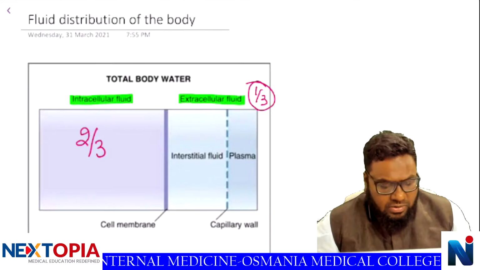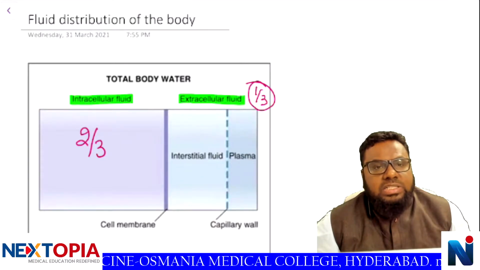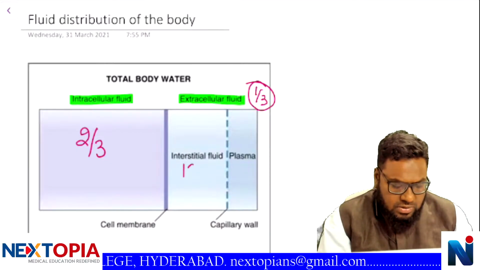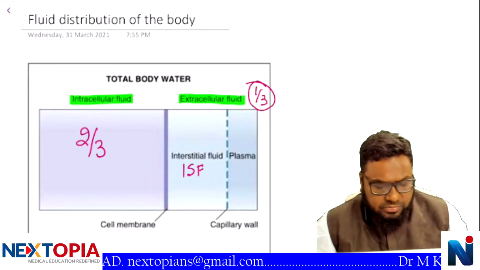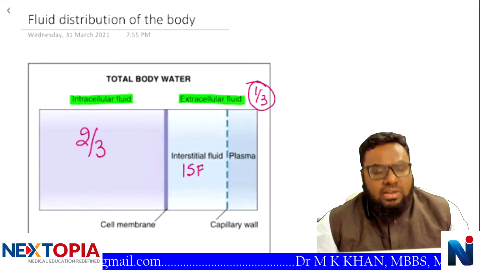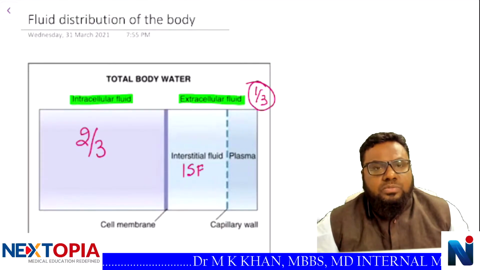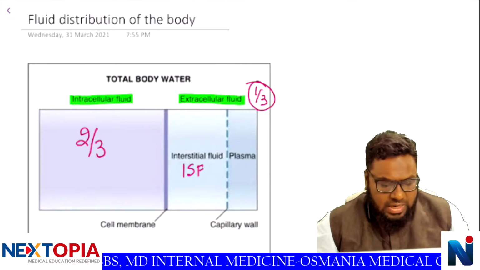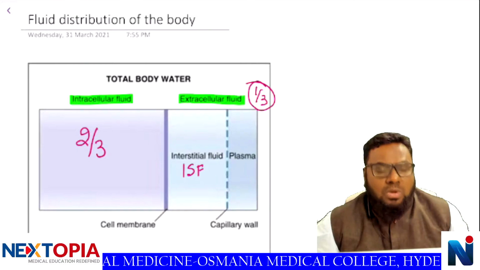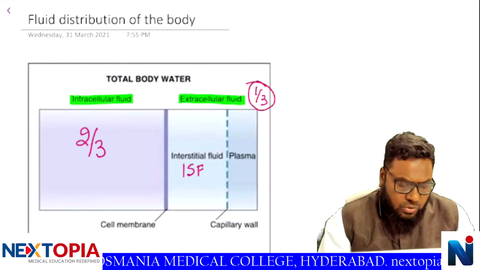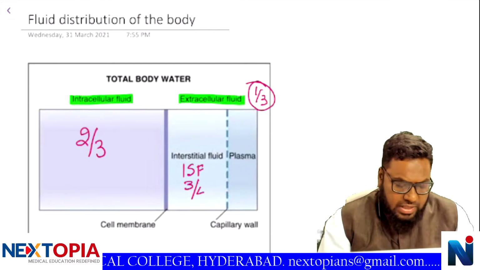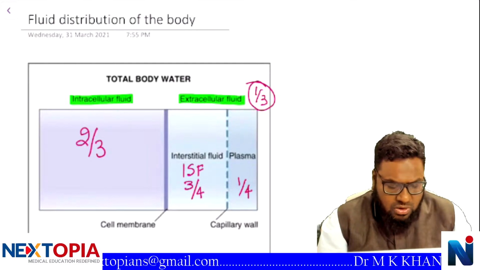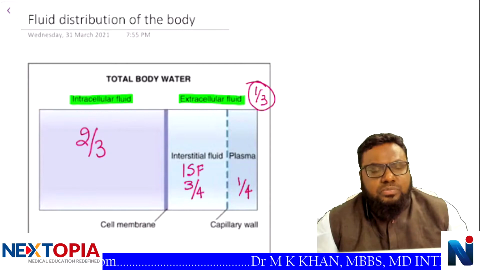The extracellular fluid is again divided into interstitial fluid, ISF, and the vascular volume, also called plasma volume. This interstitial fluid is 3/4 of the extracellular fluid, and plasma volume is 1/4 of the extracellular fluid.